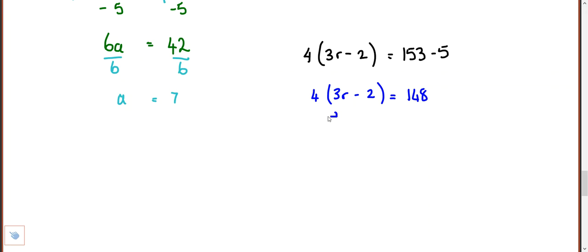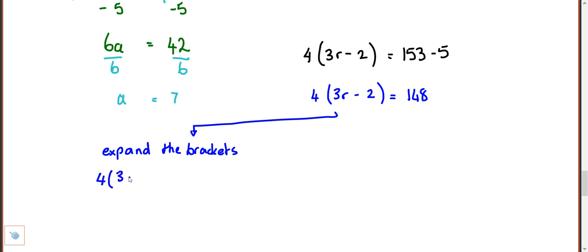I'm going to do what Taylor is explaining. Do you remember expanding the brackets? I don't know whether you call it fireworks or eyebrows or a smiley face. We've got 4 lots of 3r minus 2 is 148. So we can expand the brackets: 4 times 3r is 12r, and 4 lots of minus 2 is minus 8.